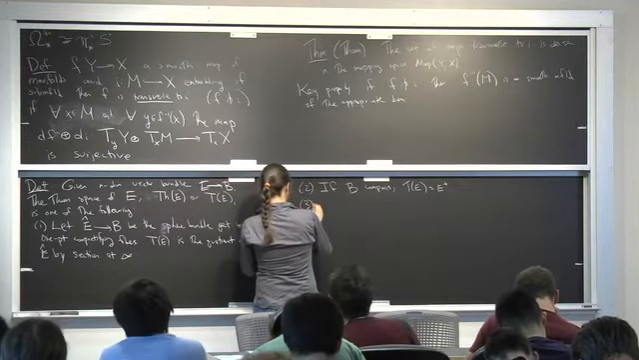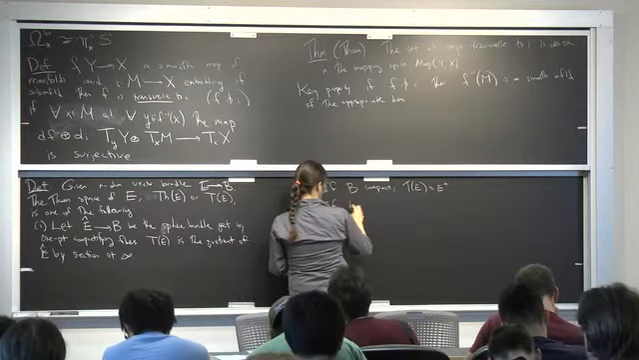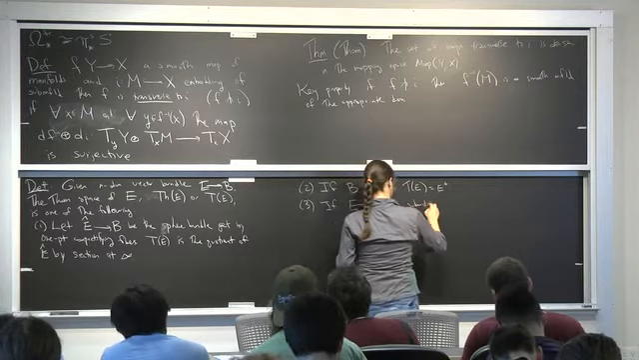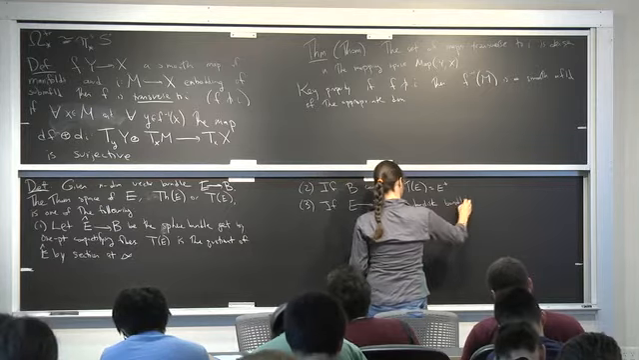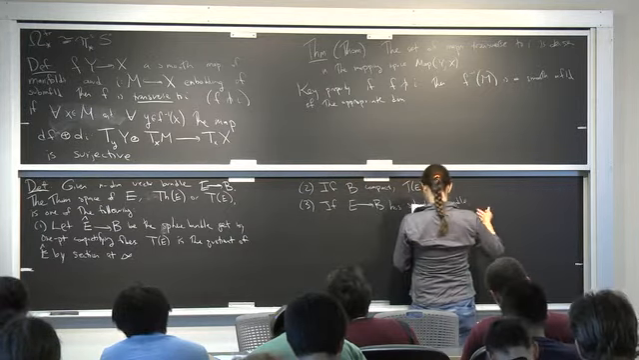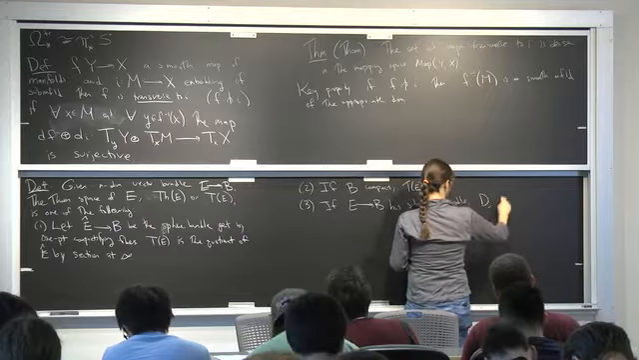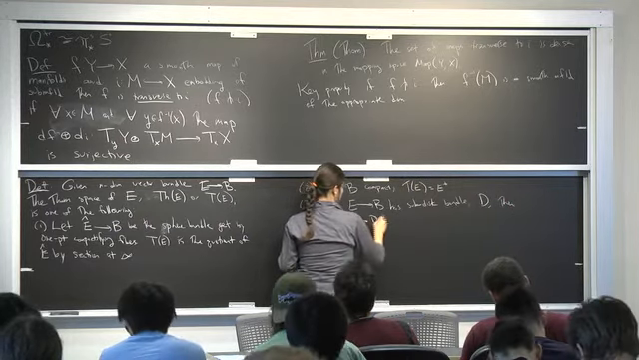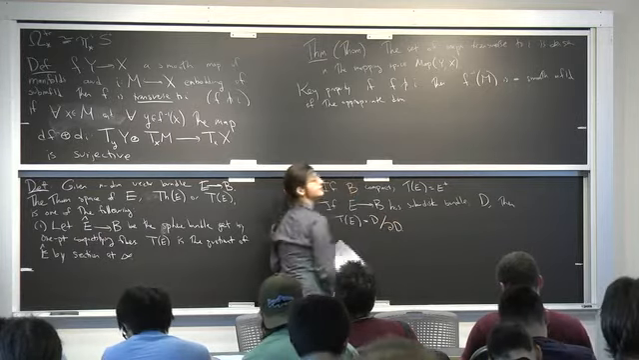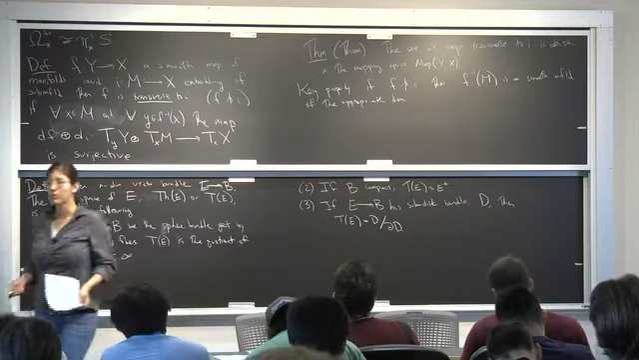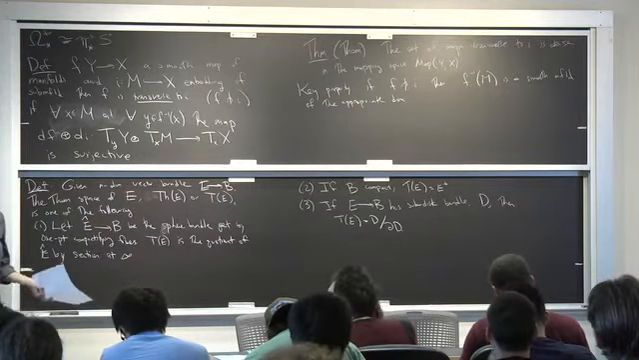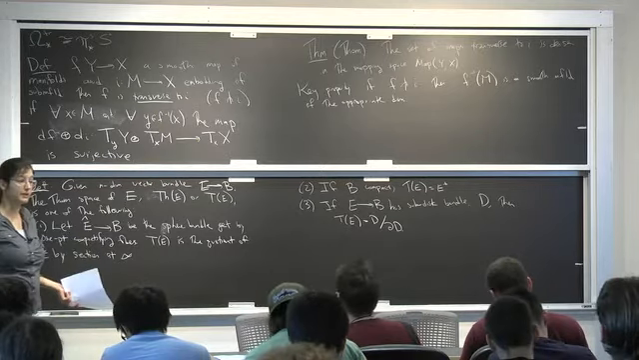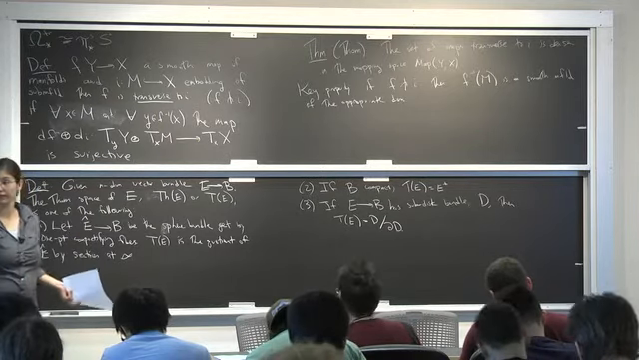And 3, if you have a subdisk bundle, I'll call it D, then the Thom space of E is D quotiented out by the boundary of D. You can take any one of these definitions that you like if it applies. They're all equivalent when they apply. We only care about the homotopy type of the Thom space, so it doesn't matter exactly which one you take.